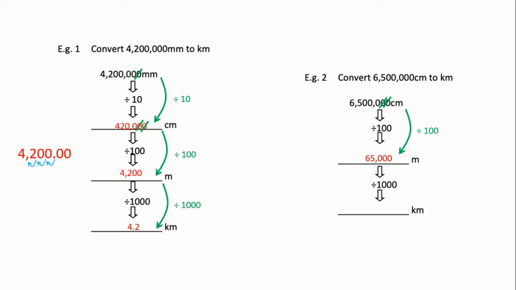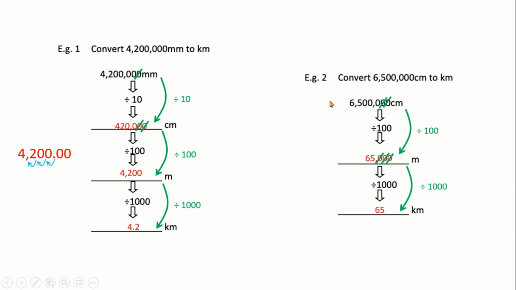And this last step is really easy. We've got 65,000 meters. We're taking that to kilometers. Now, since there are 1,000 meters in a kilometer, all we have to do is divide by 1,000. And this is so much easier than the previous example. Very nicely and neatly, you cross off 1 naught, 2, 3, and my answer is 65 kilometers.